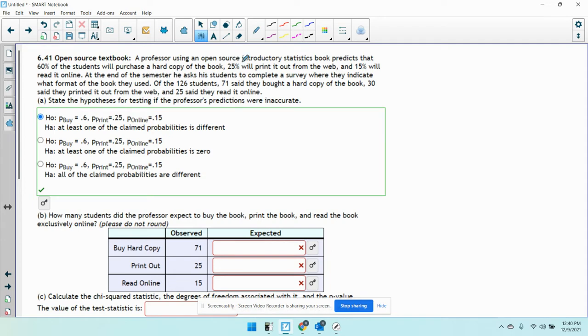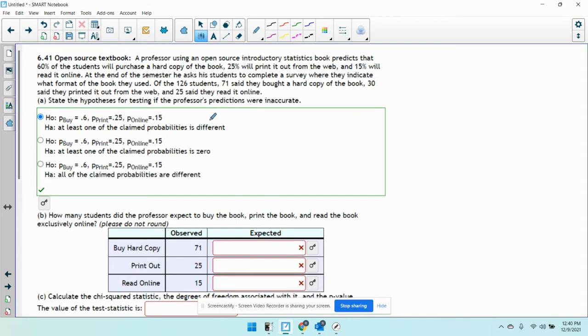So the professor's beliefs are going to be the expected, and then the actual student numbers are the observed. They've put that in there. So this is what we would expect. That's why the null hypothesis goes with the professor's predictions, 60%, 25%, and 15%. This is what he believes, and he's trying to test otherwise. So he's saying, this is what I think it is, and the alternative would be that at least one of these probabilities is different. If one's wrong, then two are wrong.